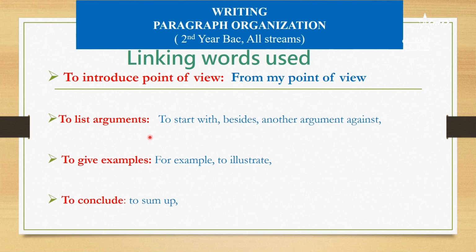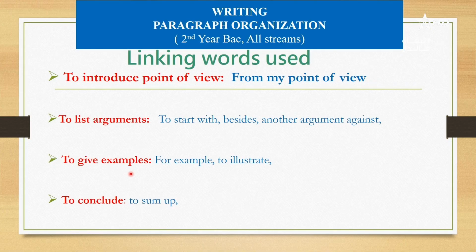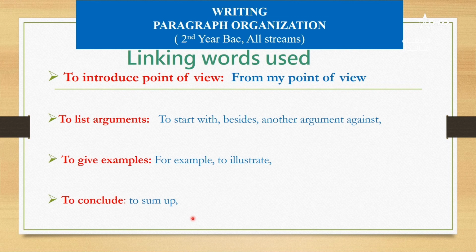Linking words used to introduce a point of view: from my point of view. To list arguments, we can use to start with, besides, another argument against, or we can use first, second, third, or we can use moreover, furthermore, expressions of addition. And to give examples, we have for example, or to illustrate, we can also use for instance, in other words, differently put, etc. And to conclude, we can use to sum up. Yes, very good. We can also use all in all, indeed, to conclude, etc. So these are linking words that can help us link a paragraph.